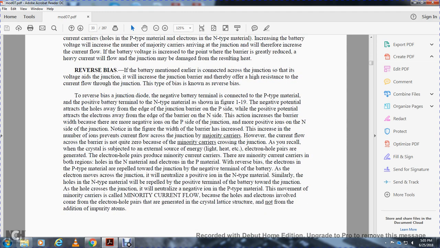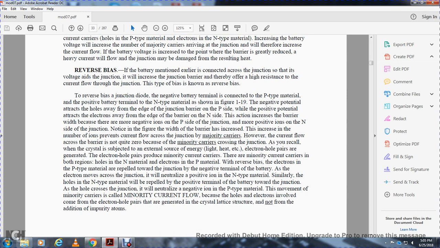A battery is connected across the junction so that the applied voltage increases the junction barrier, thereby offering high resistance to current flow through the junction. This type of bias is known as reverse bias. To reverse bias a junction diode, the negative battery terminal is connected to the P-type material and the positive battery terminal to the N-type material.